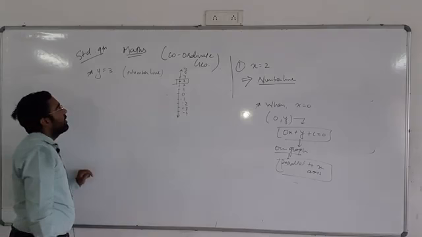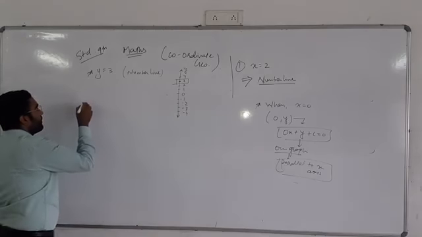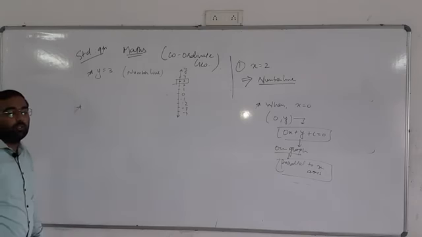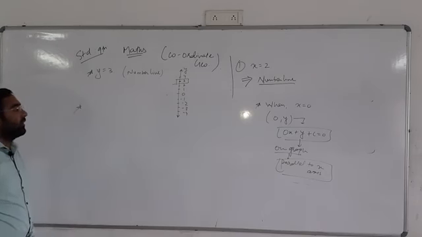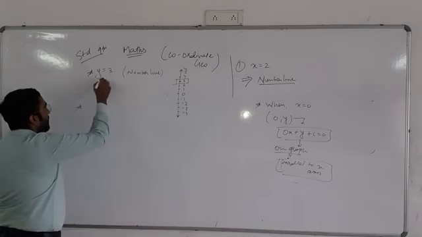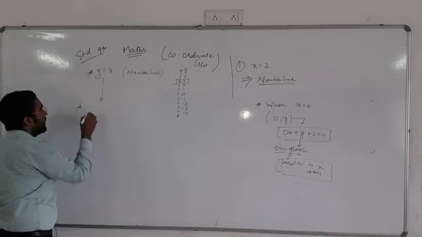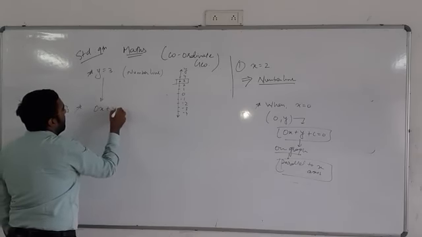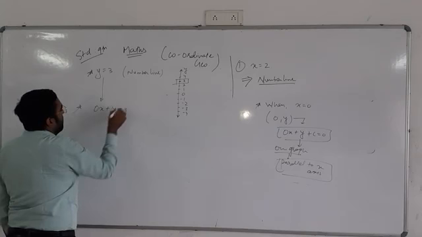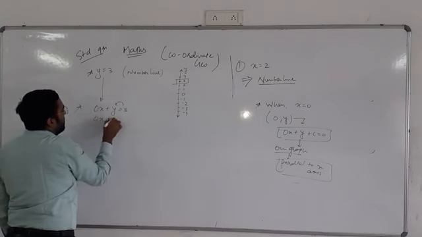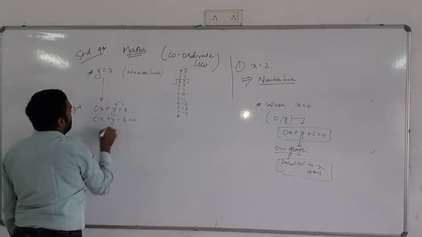Clear? Now I draw the same thing using the Cartesian plane. In the Cartesian plane you must have the linear equation in two variables. So I will convert it into the linear equation in two variables, that is 0x plus y equal to 3. Therefore 3 shifted to the other side, 0x plus y minus 3 equal to 0.